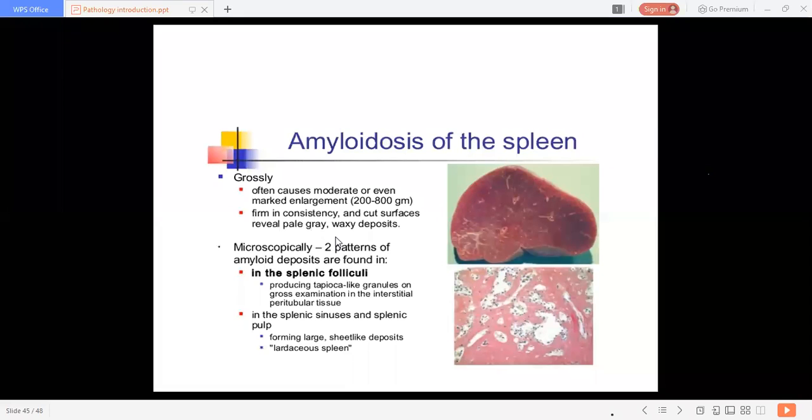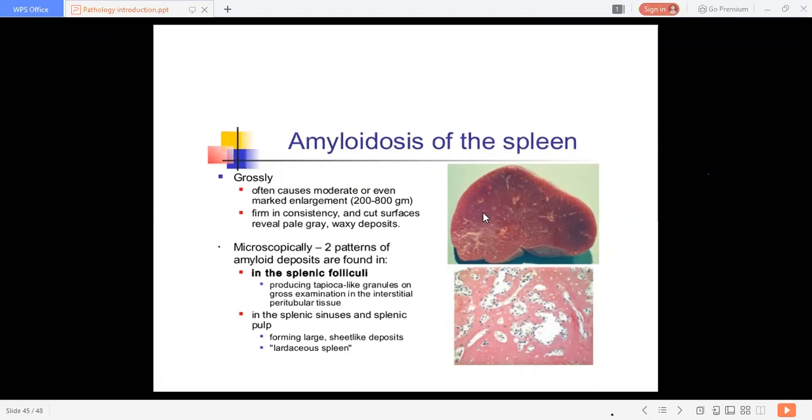In simple language, there are two patterns. In splenomegaly, it always shows two patterns. The first, the deposits are largely limited to the splenic follicles, producing granules like sago on the surface.